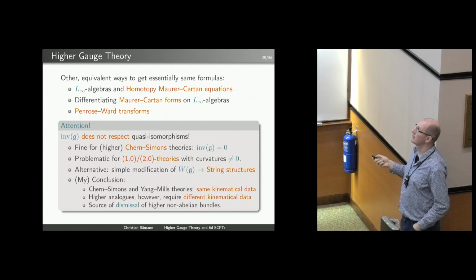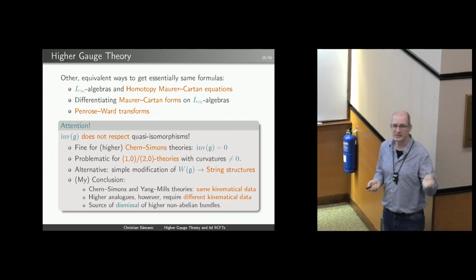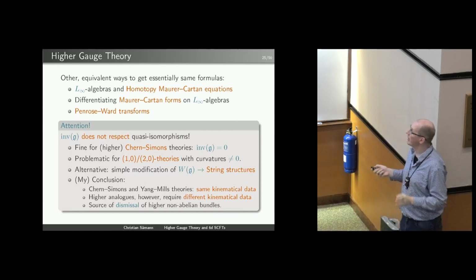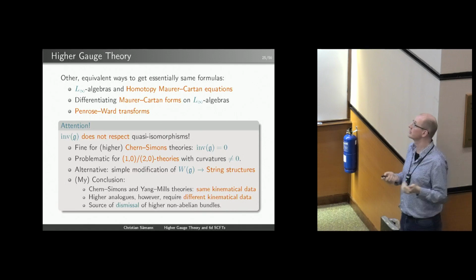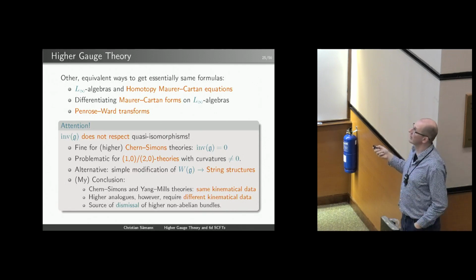This is fine if you want to define higher Chern-Simons theory because your curvatures are zero anyway, you don't care about this. However, if you want to do something like the 1-0, 2-0 theories or self-dual strings, where you want higher gauge theories with non-trivial curvatures, this is a problem because your curvatures will be non-zero and you do care about this inf G, actually, about the topological invariance. You have non-trivial topological invariance.